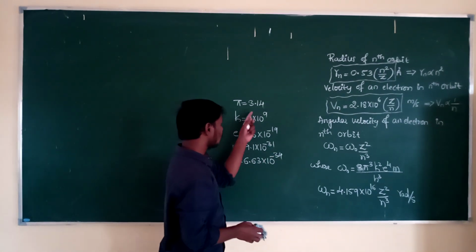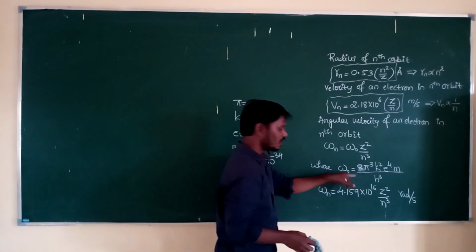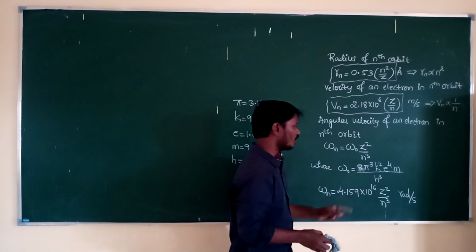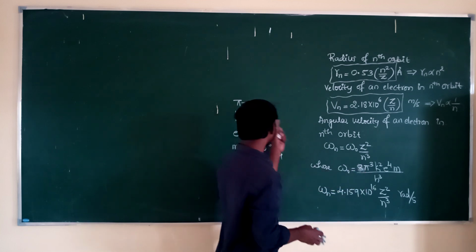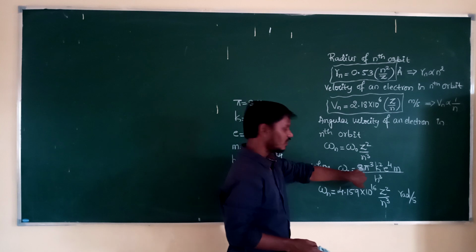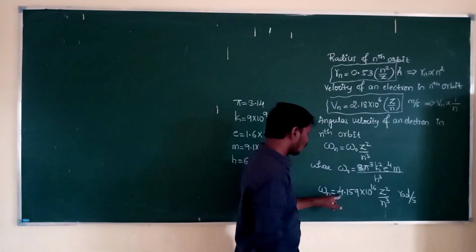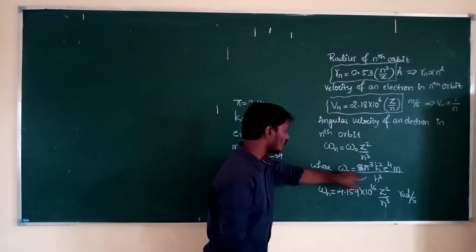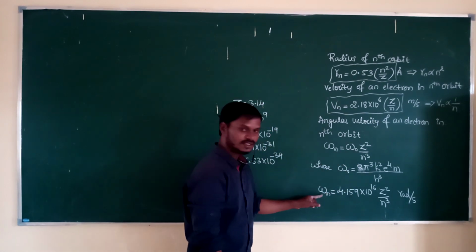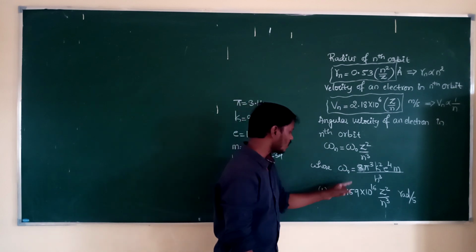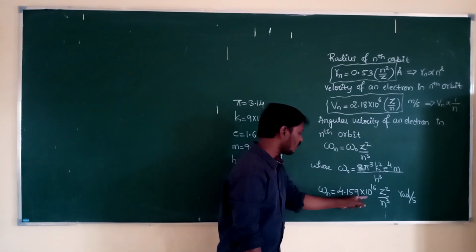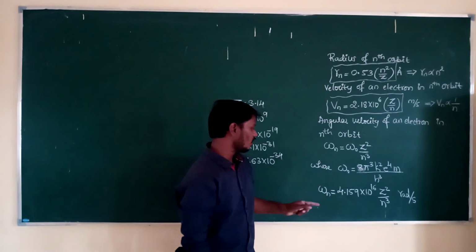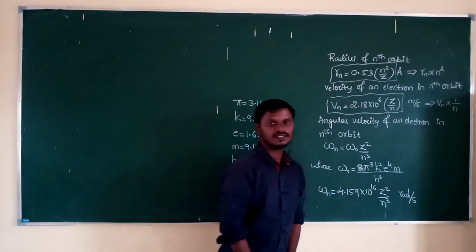By putting these values in this formula, we will get the answer, that is 4.159 × 10^16. So we substitute these values in this formula, and then we get omega naught = 4.159 × 10^16. I will substitute this omega naught value in the equation, then we get omega n = 4.159 × 10^16 × Z²/n³. And here the angular velocity is measured in radian per second.